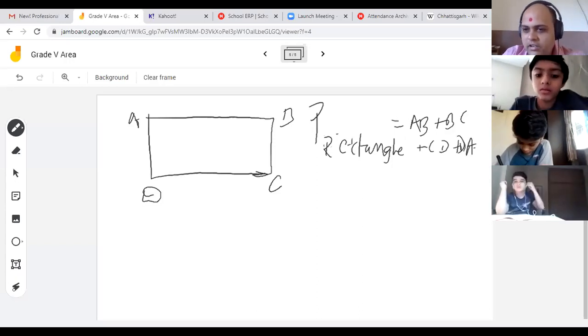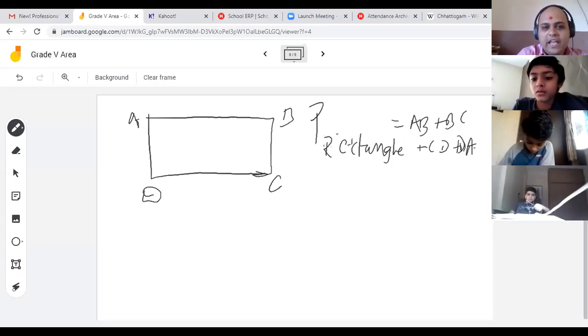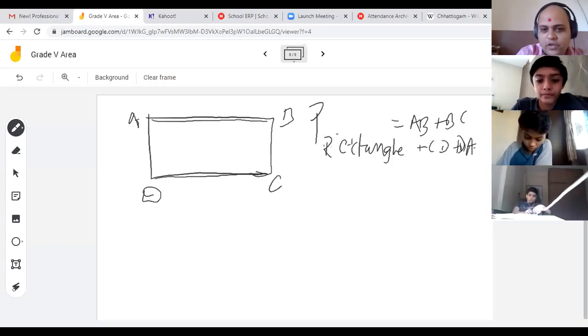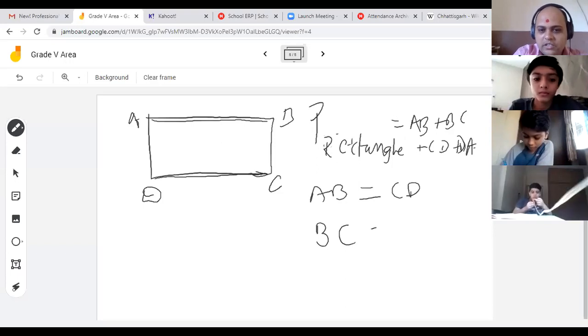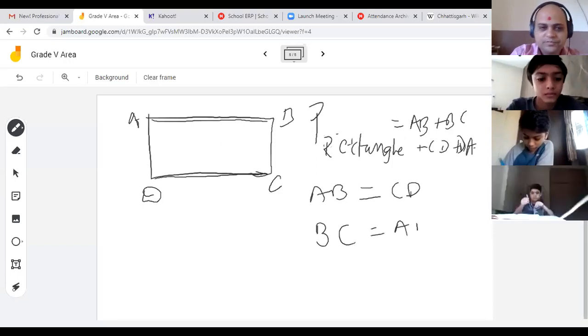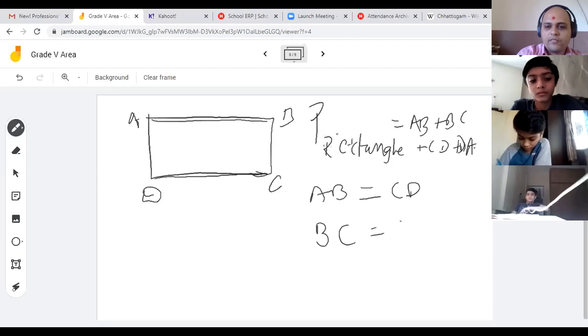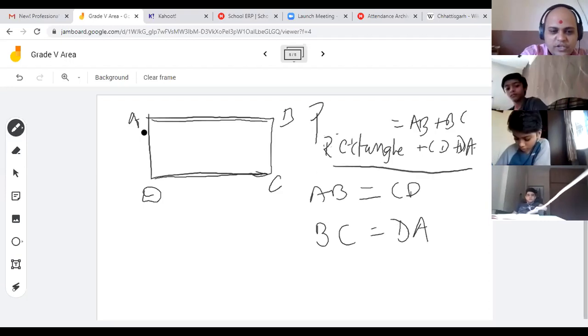Yes, right? Everyone clear this one? Same way for square, but just a little bit difference. That is, the length of AB is going to be more, CD is going to be same as AB, BC and AD or DA are going to be same. We know that for a rectangle, AB is equal to CD and BC is equal to AD or DA, right?